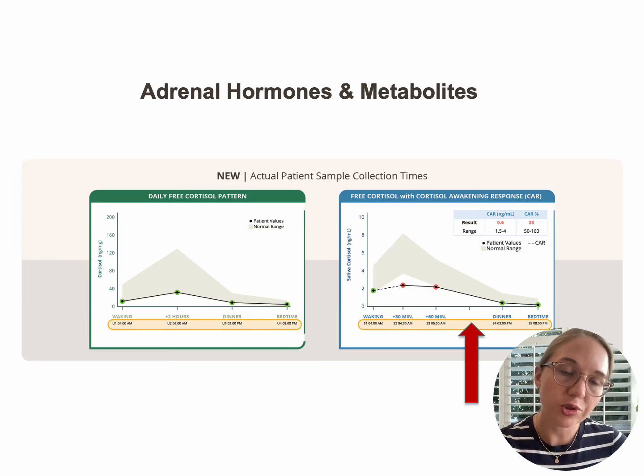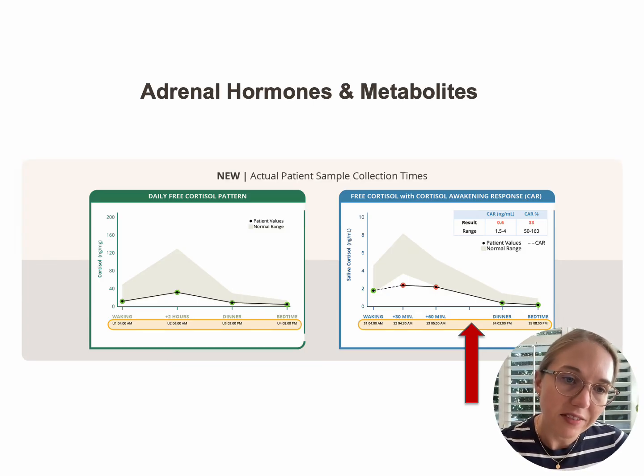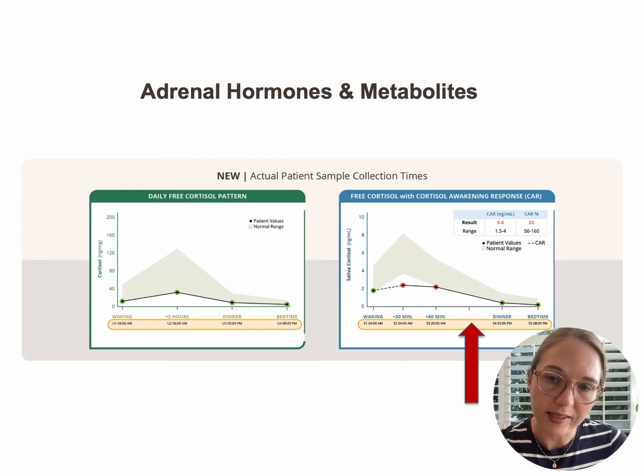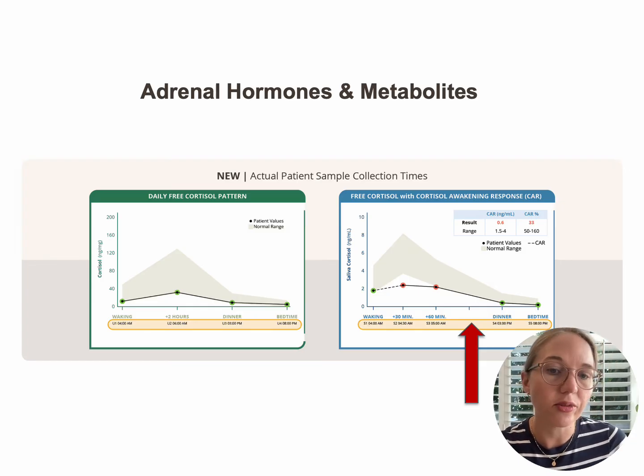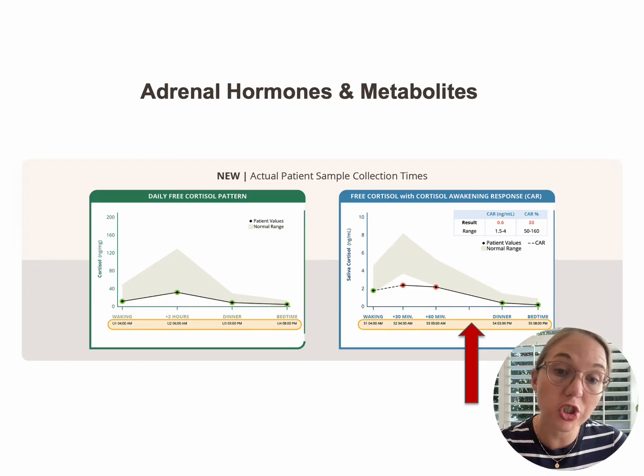Okay, looking at the adrenal hormones and metabolites. You'll see the Complete on the left-hand side and the Dutch Plus on the right-hand side. The new changes that are included really just include colored points. So if they are green, that means that point is within range, and red means it is out of range. Visually, that makes it easier for us to determine any points in the day where that collection is inaccurate. And then time-specific collection.